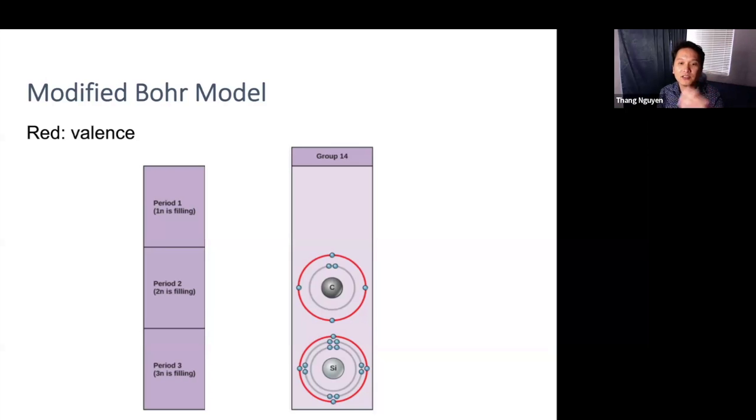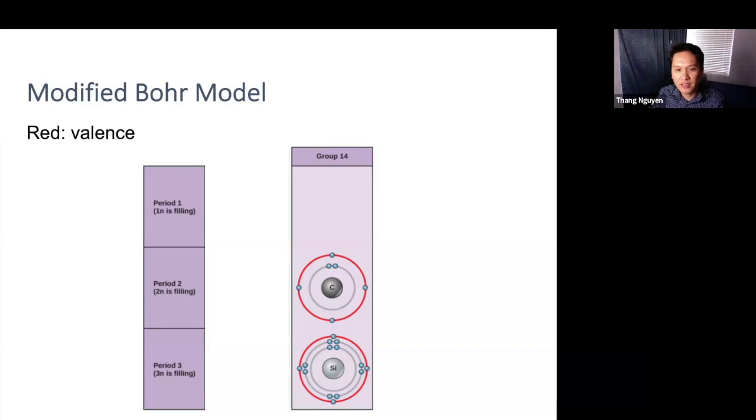And so this corresponds to a column number. For example, this is group 14. Remember, there's two ways of saying the group number. Either it's this way, where it's 14, or you take the number and you minus 10. So it's group 4. Okay, so 4A. Therefore, group 4A has 4 valence electrons.